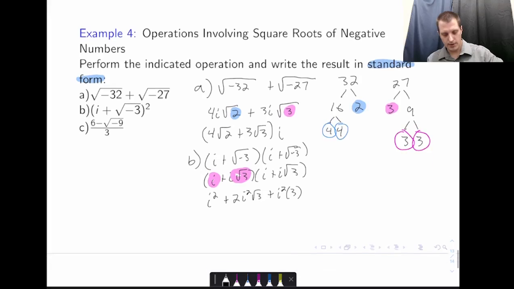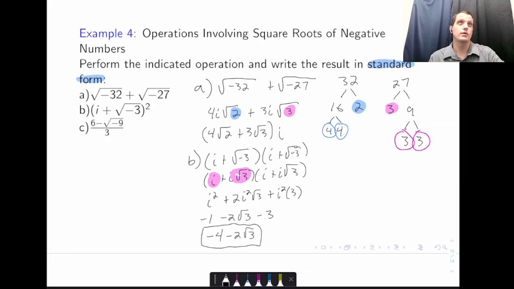So now we're going to end up with negative 1 minus 2 square root of 3 minus 3, or simply just negative 4 minus 2 square root of 3. And that's actually our standard form for radicals.